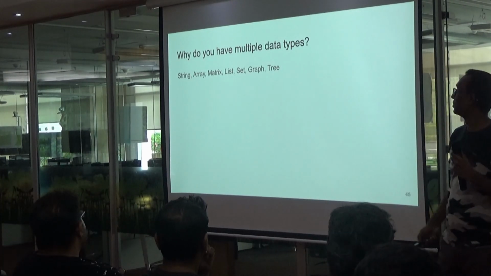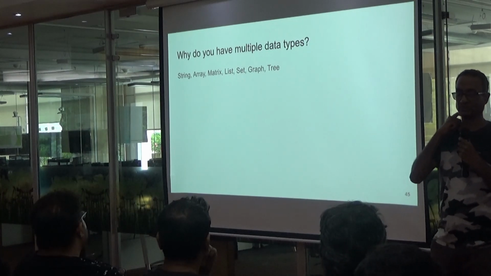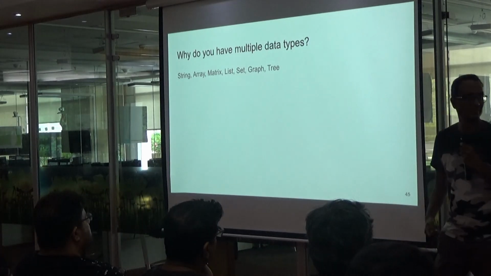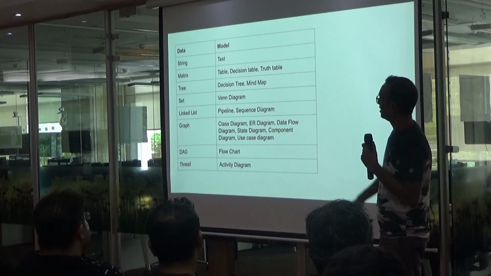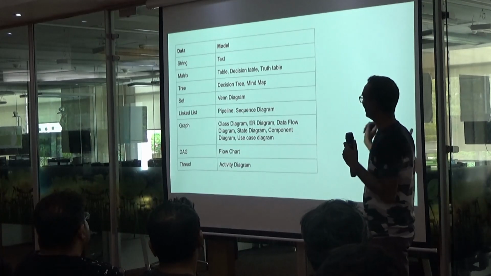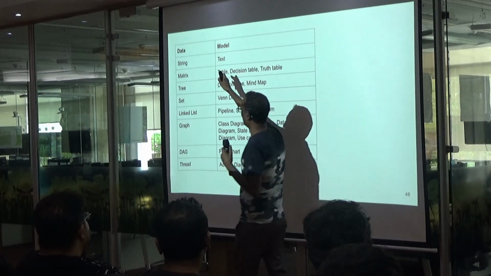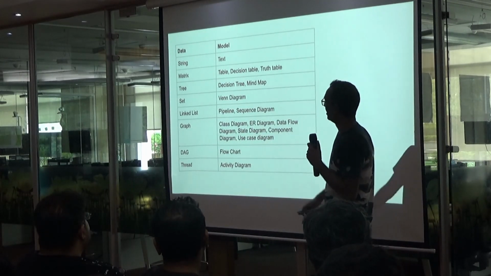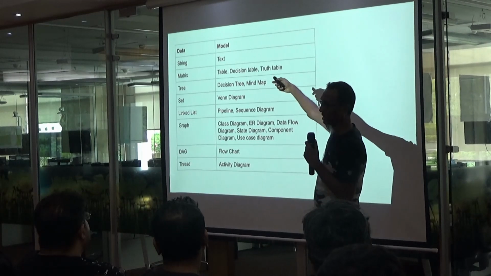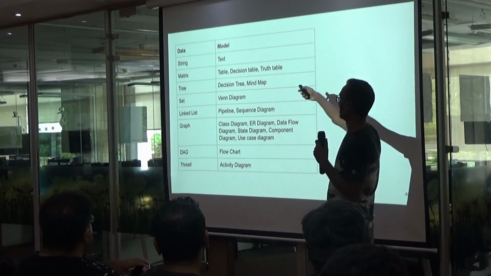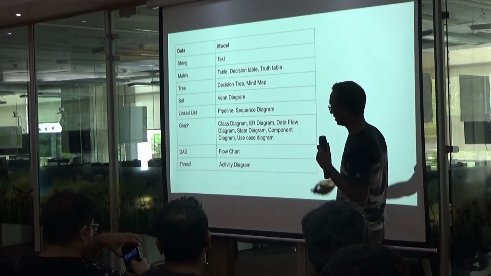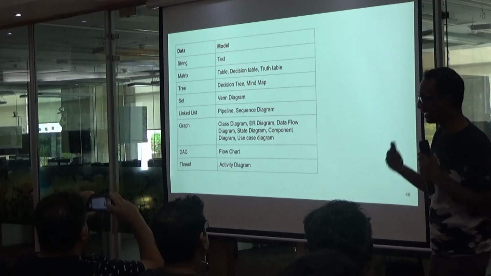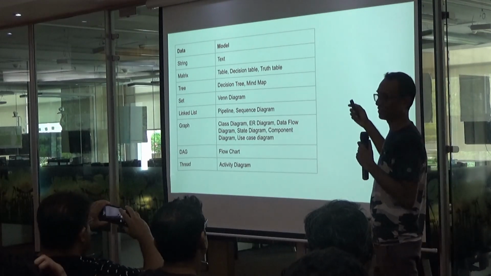Okay. Why do we have different models? Yes. And this dawned upon me that there are parallels between data types and code-based abstractions. A text-based communication model is equivalent to a string. A matrix is equivalent to, say, a table, the decision table, truth table, and so on. The way we have multiple data types, it makes sense having different kinds of models.